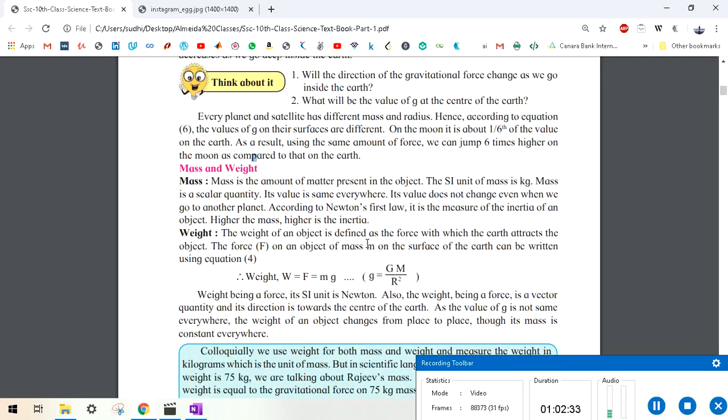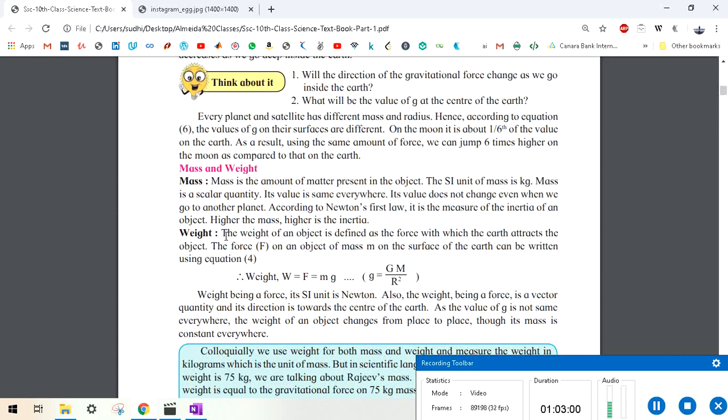Okay, now let us understand the difference between mass and weight. I hope you know this, but mass is the amount of matter present in an object. The SI unit of mass is kg. Mass is a scalar quantity, which means it does not have any direction. Its value is the same everywhere, and does not change even when we go to another planet. According to Newton's first law, it is the measure of inertia of an object. Higher the mass, higher is the inertia.